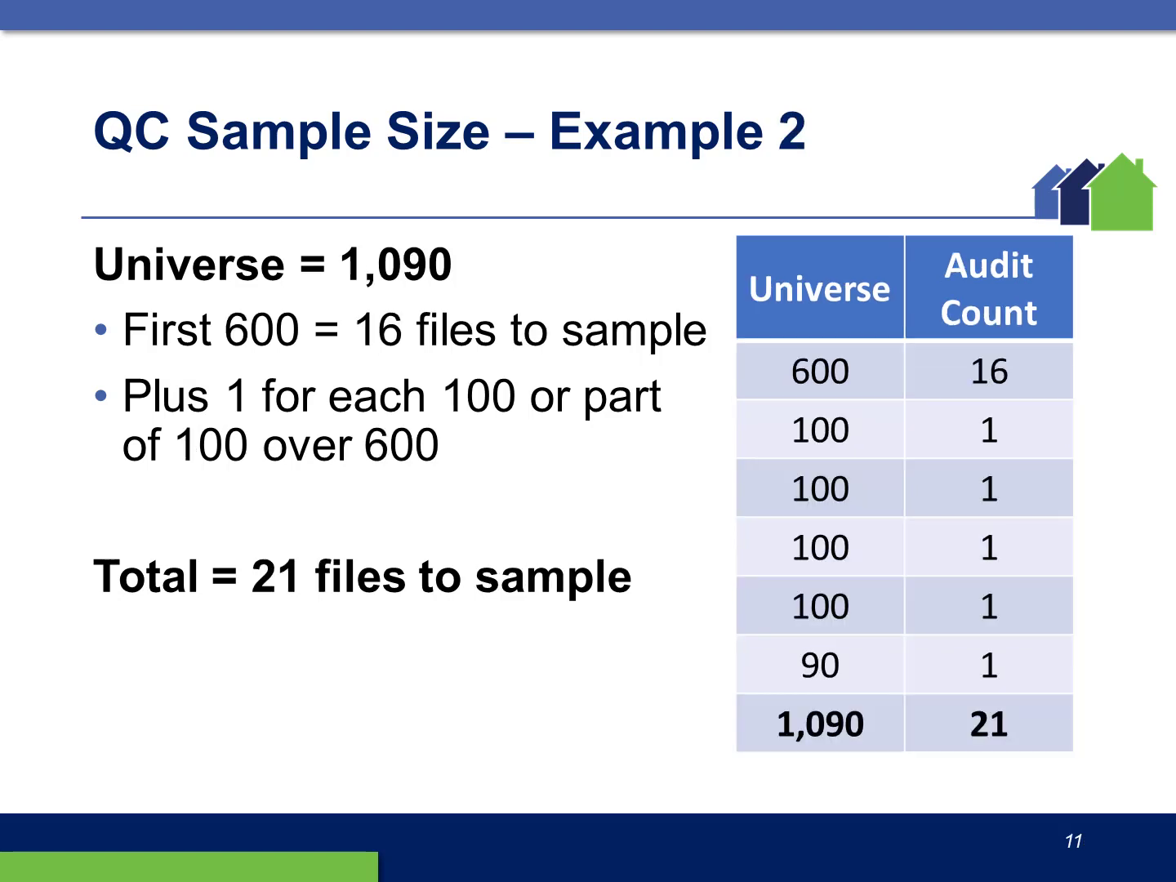Here is one more example. In this instance, the universe is 1090. For the first 600 in the universe, the PHA would need to sample 16 files, then one file for each 100 or part of 100 over 600, so 5 files. Thus, for our universe of 1090, a PHA would need to pull 21 files to sample.